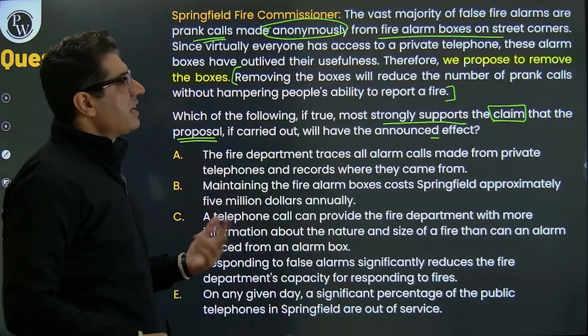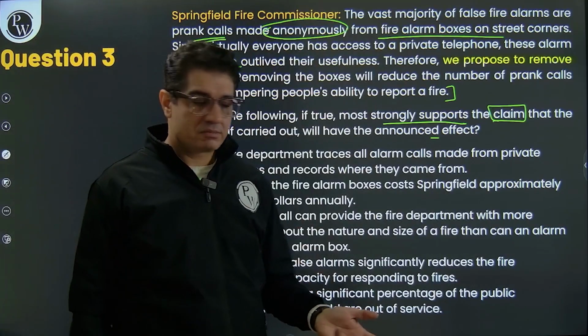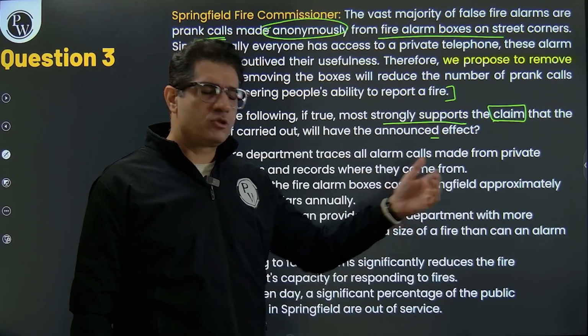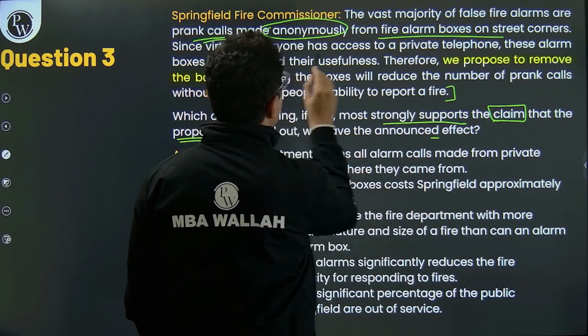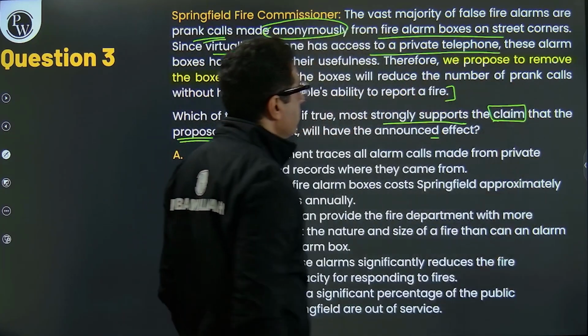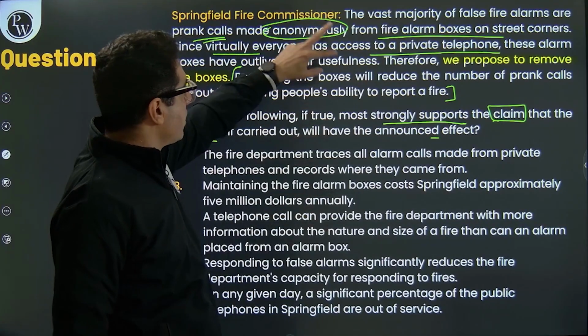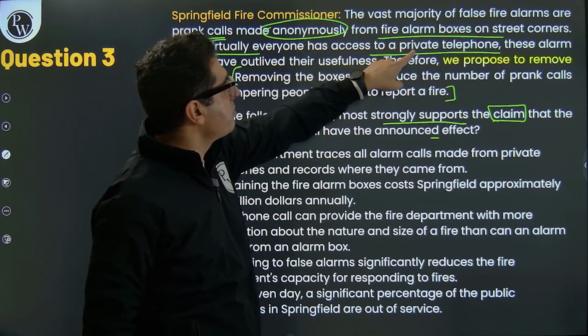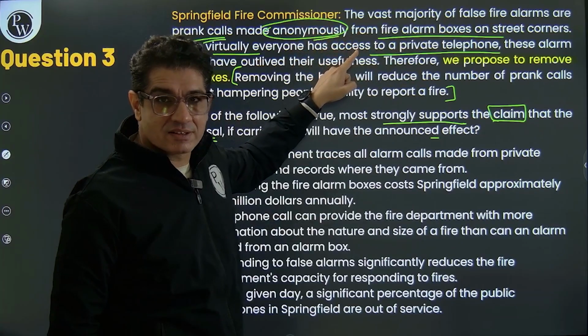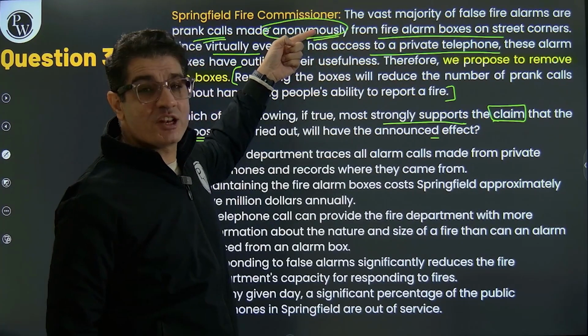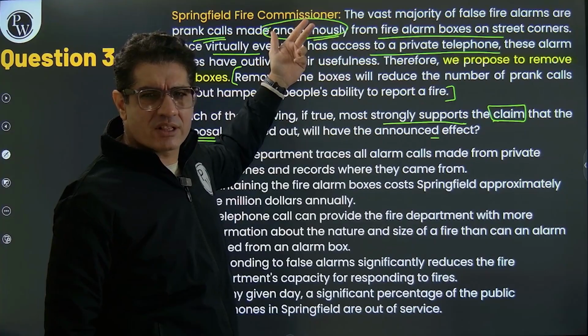So maybe there was a time when people did not own telephones. Maybe back in that era, those phones played an important role. But today, almost everyone has access to a private telephone. So one of the assumptions here is that when you are on a private telephone, you are no longer anonymous. The key thing here was that anonymity enabled them to make prank calls.